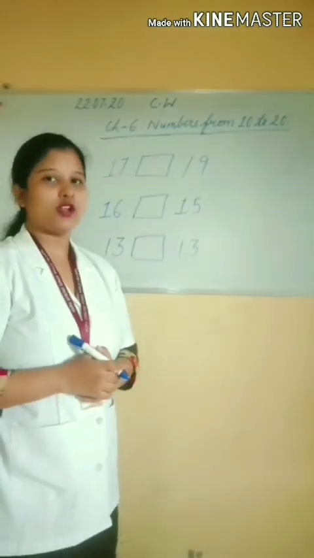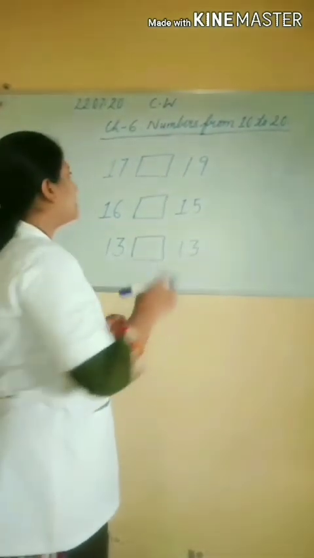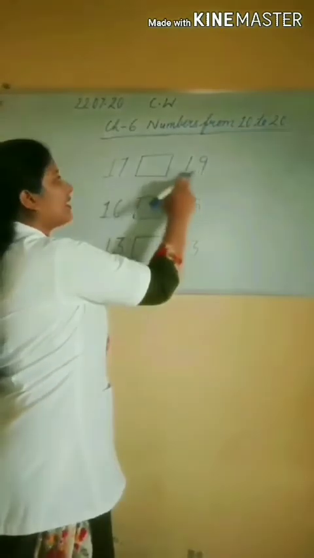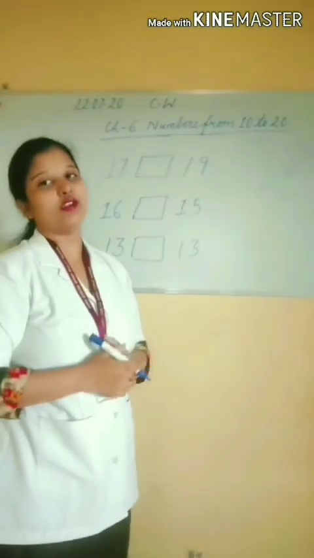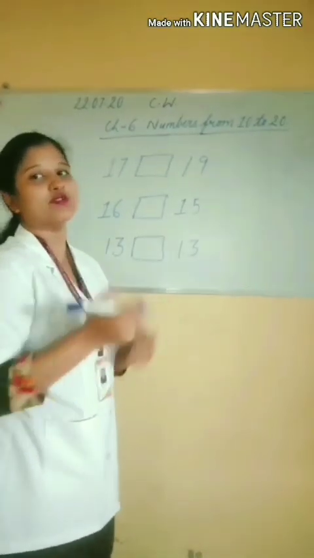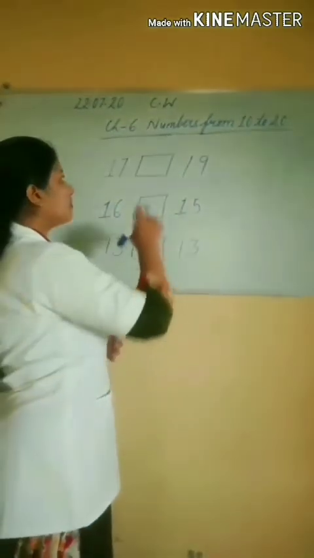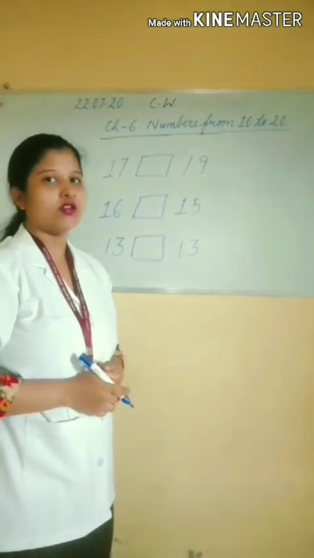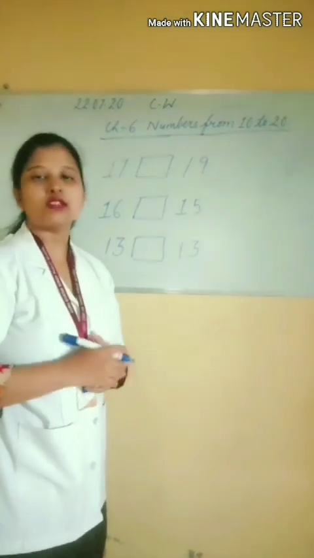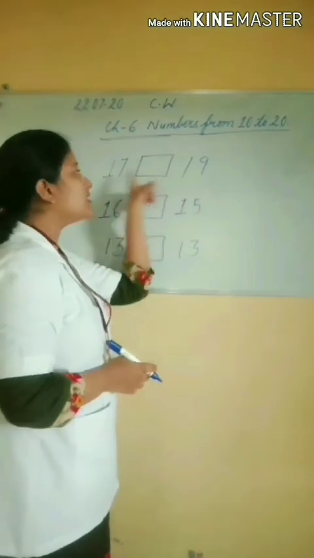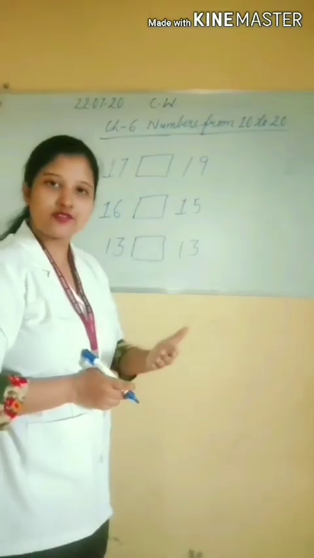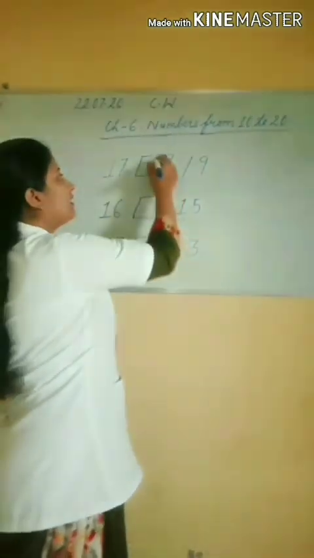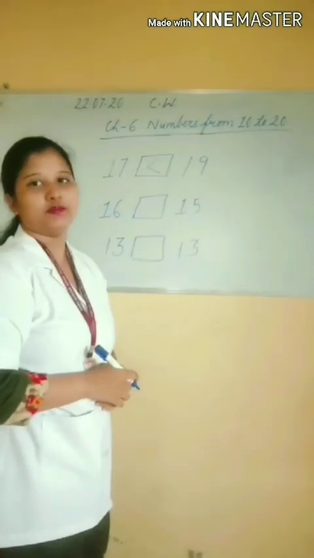Now let us solve these 3 questions. Number 1, 17 and 19. You have to compare between 17 and 19. You have to say which one is greater. You have to see which one is greater and which one is smaller. So, 17 comes after 19. Yes? No. 17 doesn't come after 19. 19 comes after 17. So 19 is greater than 17.